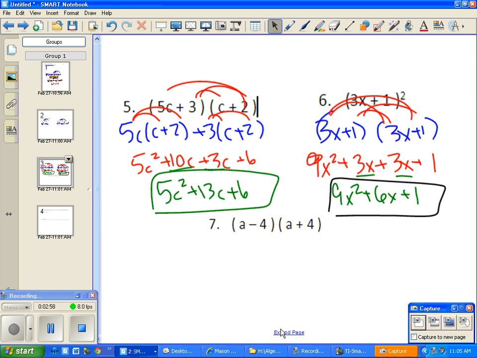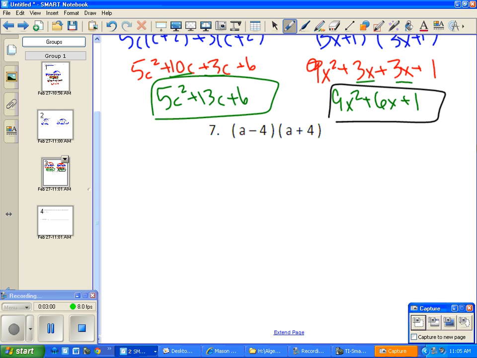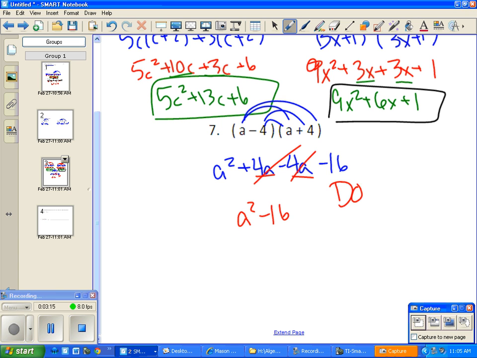Number 7. When you multiply a times a, you get a squared. The outer terms are 4a. The inner terms are negative 4a. Your last terms, negative 4 times 4, are negative 16. This is one where the middle terms are opposites, so they cancel out, and now you only have a squared minus 16. This is called a difference of squares. Keep that in mind because you're going to use it in 1B a lot.